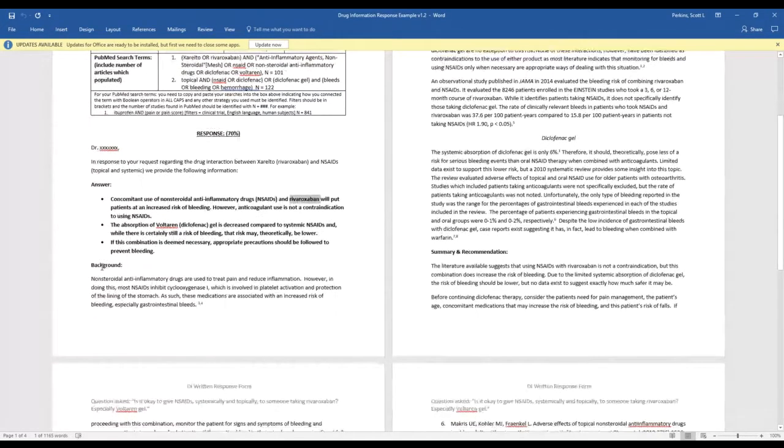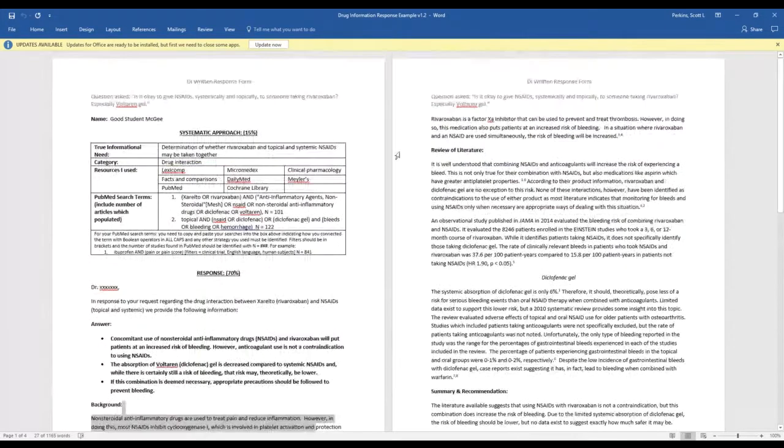Then I have the background section. And what I like about the background section here is that it goes into specific information about why I would use NSAIDs, and that's for pain and reducing inflammation, but that they also increase the risk of bleeding. And I talk about rivaroxaban in the background section and why we would use rivaroxaban, and that it also will increase the risk of bleeds. And by taking these simultaneously, both rivaroxaban and NSAIDs, we will also increase the risk of bleeding even further. So that's an issue in and of itself.